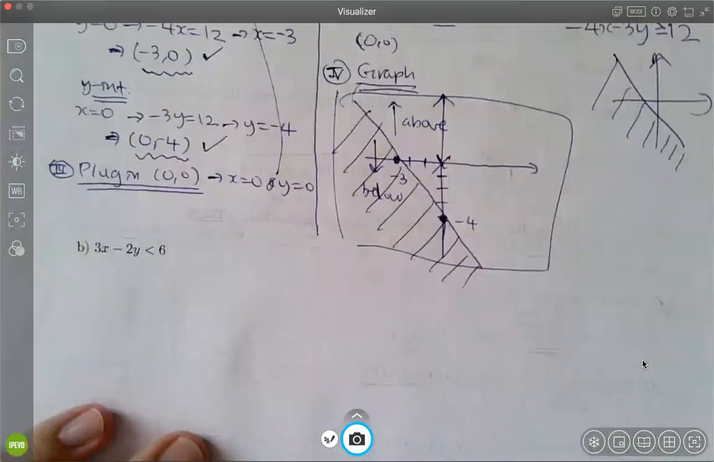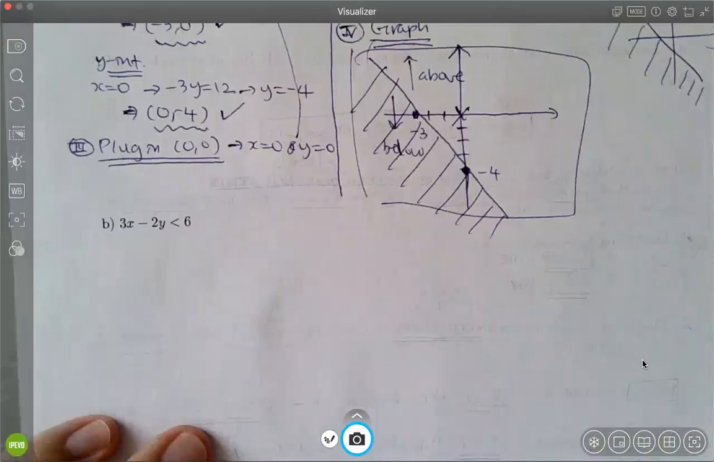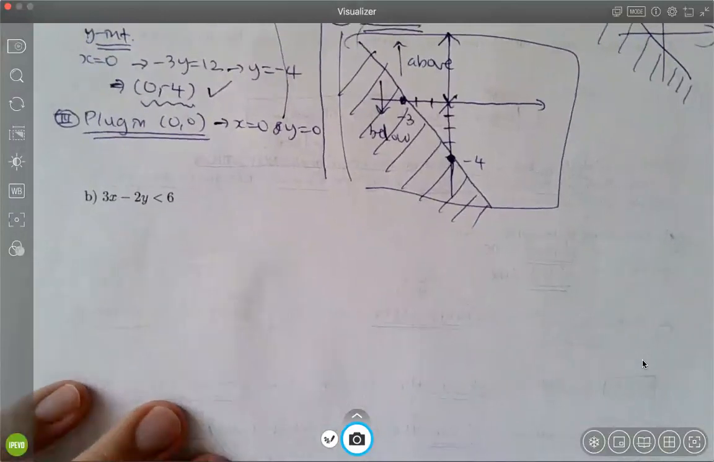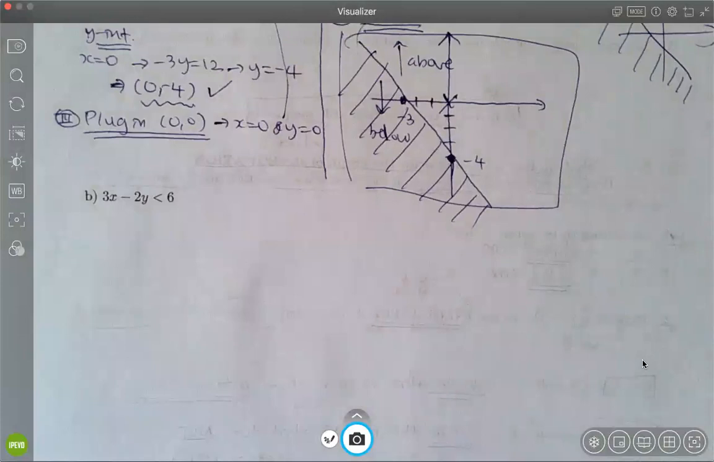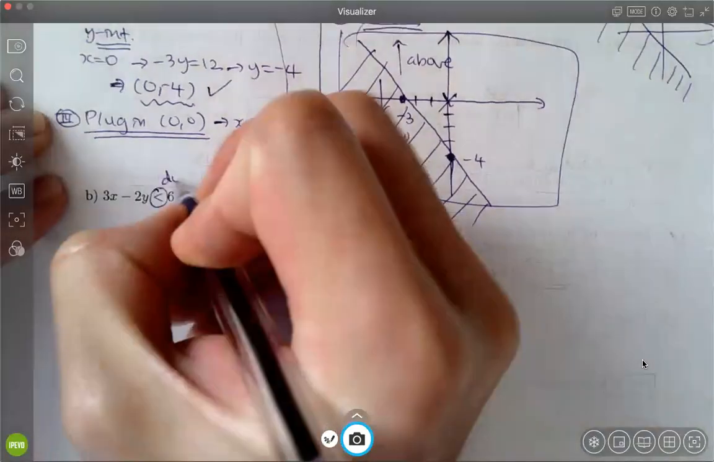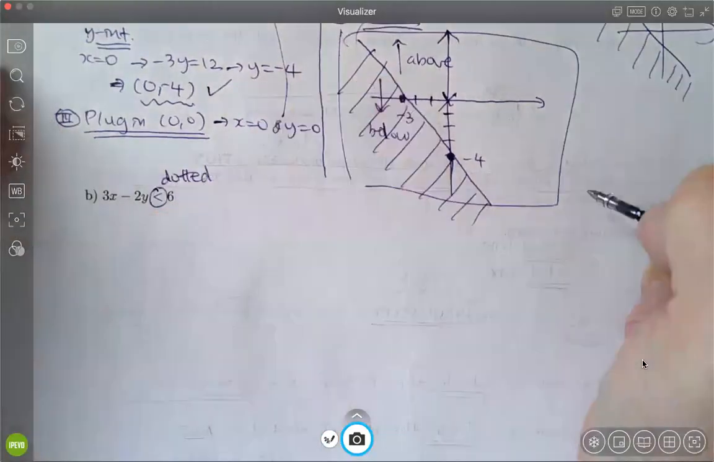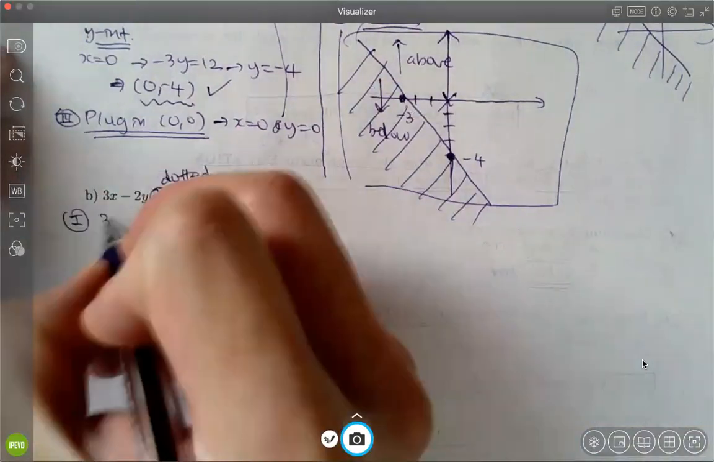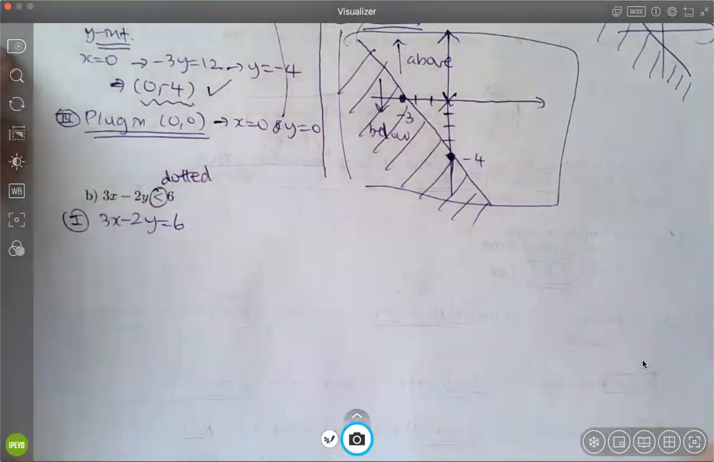Okay, so now part B, 3x minus 2y is less than 6. So now here, what kind of line are we gonna see? Solid or dotted? Dotted. The dotted this time, right? Because we don't see the equal to part in our inequality, right? Okay, so number one, pretend that we had an equal sign, 3x minus 2y equals 6. And now we have to graph it.